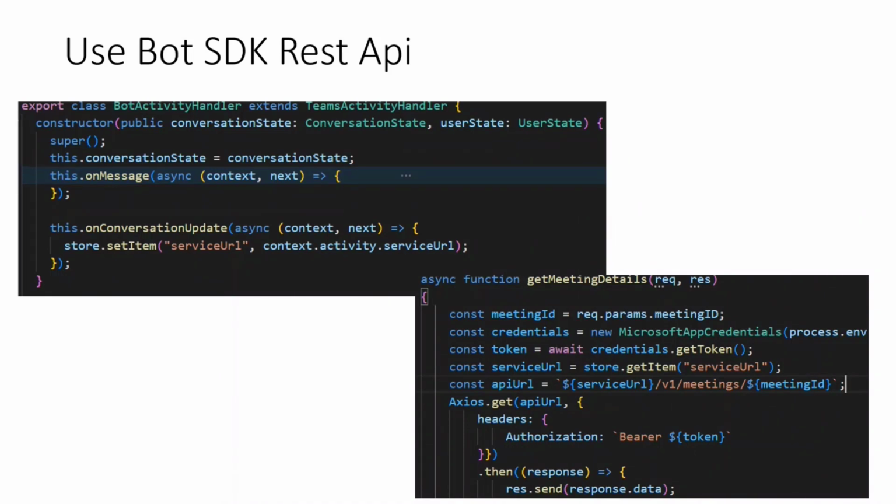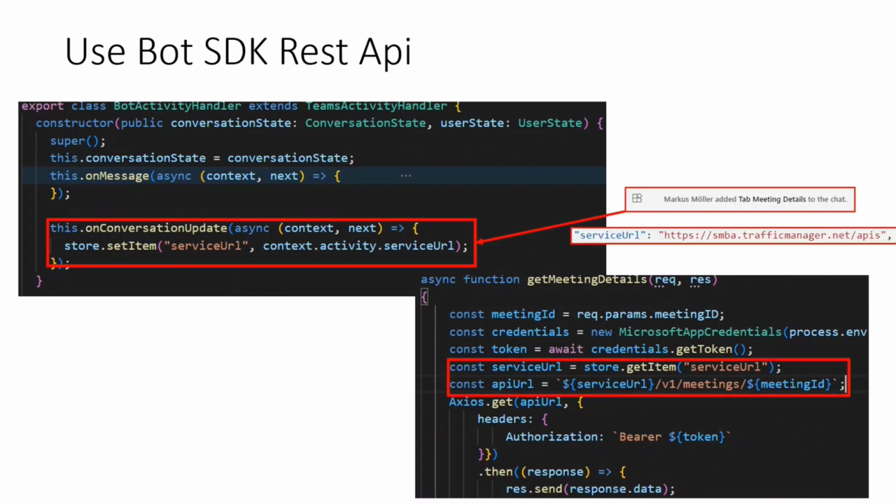In the bot constructor, or below the bot constructor, I'm establishing an event hook on conversation update. And this conversation update, for instance, is fired once the bot and the whole app gets installed into a meeting. What you can see here on the right side when Markus Möller added the bot tab meeting details to the chat. And at that point in time, I'm retrieving a so-called service URL from the bot.